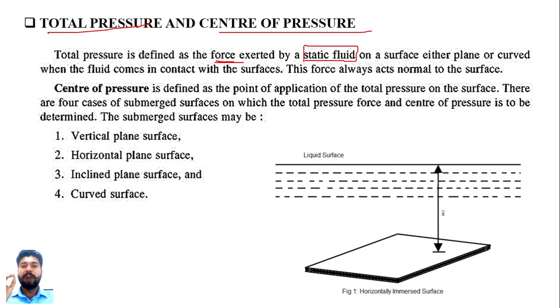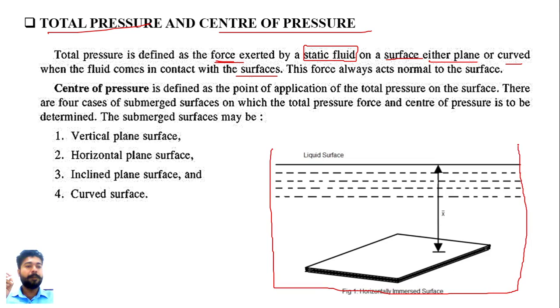So the total pressure is defined as the force that is exerted by this static fluid on the surface, either plane or curved surface. When the fluid comes in contact with a surface, this force always acts normal to the surface. In simple language, you can see that over here it is one horizontal surface, and on that surface there is one static fluid. It means it is bounded with boundaries, and it is collected in a measuring tank.